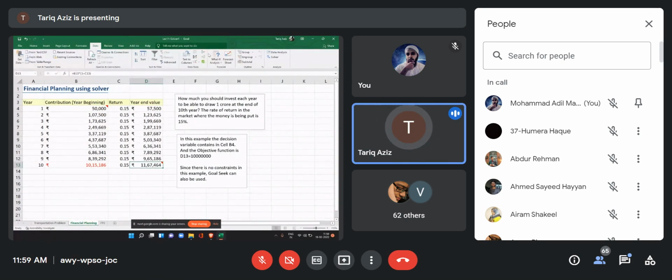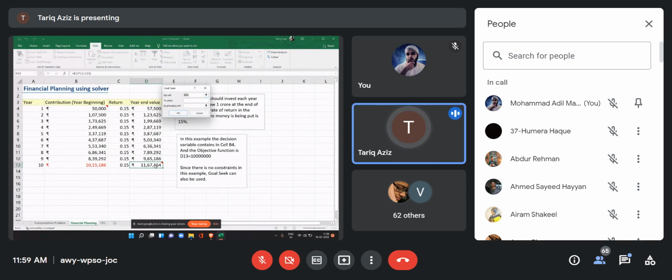The Goal Seek option comes under What-If Analysis. The What-If Analysis option is also under the Data tab. Come to What-If Analysis, select Goal Seek. After selecting Goal Seek, it is asking for Set cell. Which cell? Set cell means the objective cell or the outcome cell.